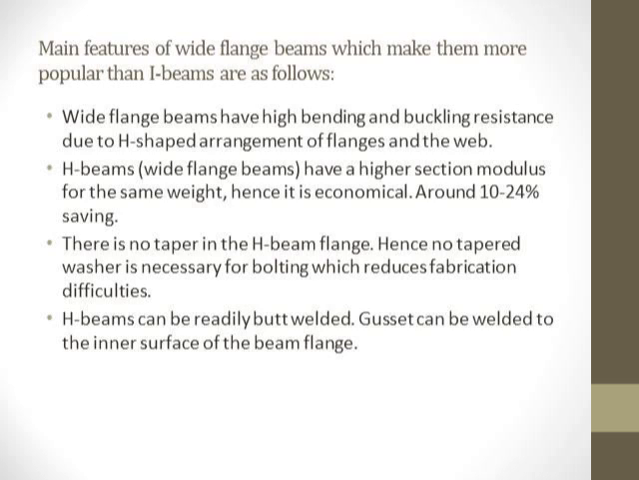H beams have a higher section modulus for the same weight, hence they are economical, and around 10 to 24% savings can be made by using them. And there is no taper in the H beam flange, and hence no tapered washer is necessary for bolting, which reduces fabrication difficulties. H beams can be easily butt welded, and a gusset can also be welded to the inner surface of the beam.